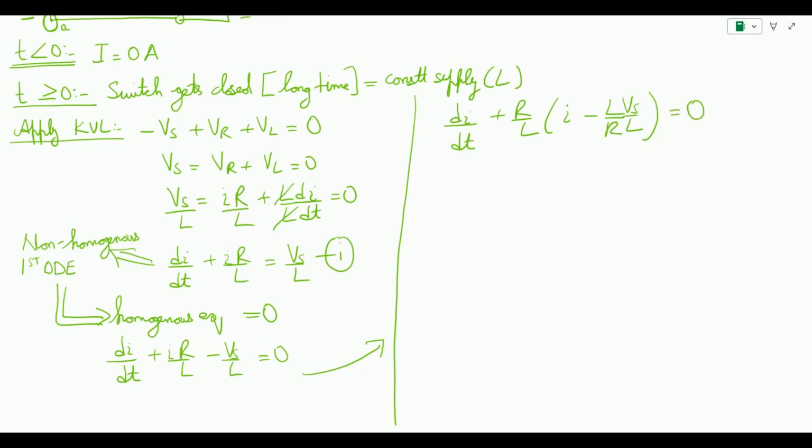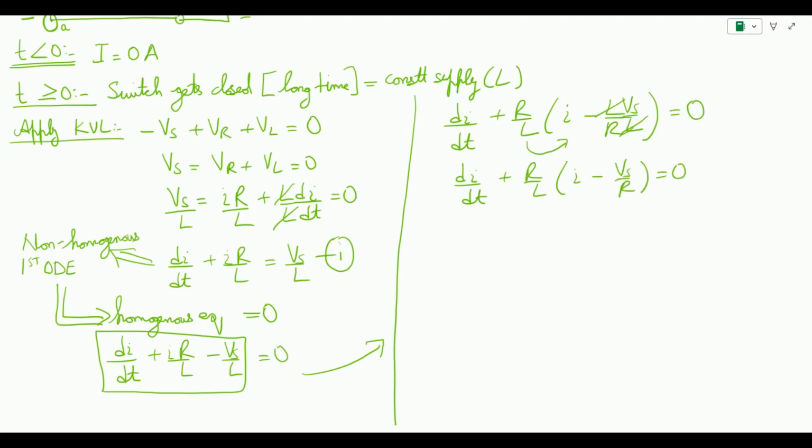This is known as the inversion fraction rule, where I have inverted the fraction R by L into L by R, and we can verify that this conversion is right if we multiply R by L inside the parenthesis. So we should get the same expression over here, and thus this inversion is verified. Once we did this inversion, we can easily get rid of the inductor value, and thus our equation will be di by dt plus R by L times (I minus Vs by R) equals 0.